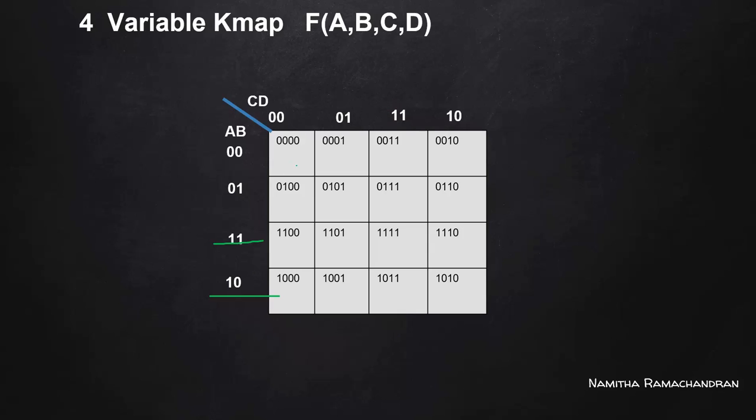This one indicates decimal 0 equivalent, decimal 1 equivalent, decimal 2 equivalent, decimal 3 equivalent. This one is 4, this is 5, this is 6 and this is 7. And this is 8. Next 9. This is 10 and 11. And this one is 12, 13. This one is 14 and this is 15. So this is the general syntax of a 4-variable Kmap.